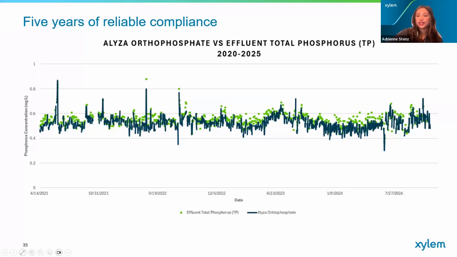So this isn't short-term success, it's stable performance over 5 years, which speaks to the reliability of both the analyzer and the control strategy. You can also see how closely the Alyza PO4 measurements track with the daily laboratory tests for total phosphorus.